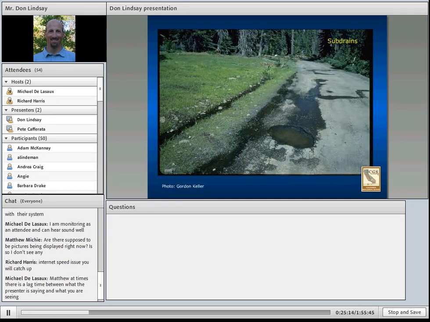Subdrains are drainage structures that address seeps or springs that impact the road running surface. Here you can see the asphalt has become alligator cracked and a pothole has developed as a result of the reduced bearing capacity of the saturated subgrade.